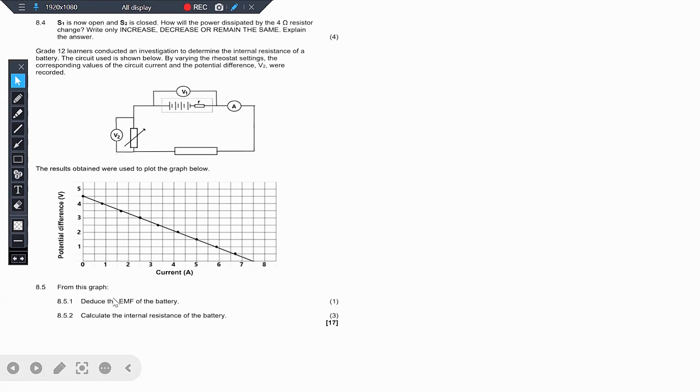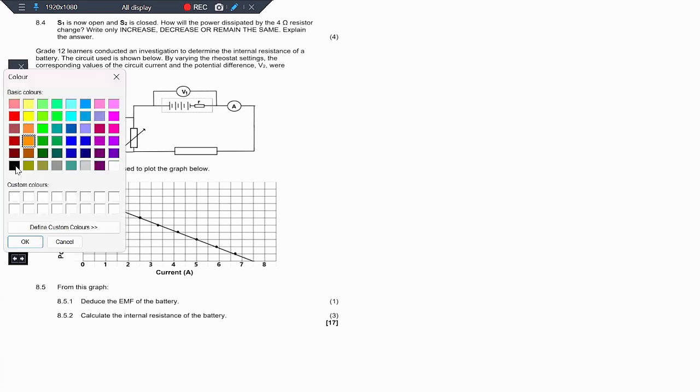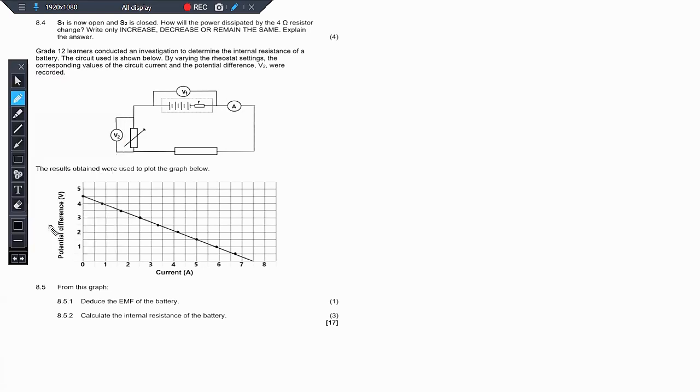Now 8.5 says from this graph deduce the EMF of the battery, and it's only a mark, so it shouldn't be that hard. It comes from understanding that EMF is simply the total potential difference when no current is flowing. If you say when no current is flowing, this simply means when current is equal to 0. What is the potential difference when current is equal to 0? It should be this one here.